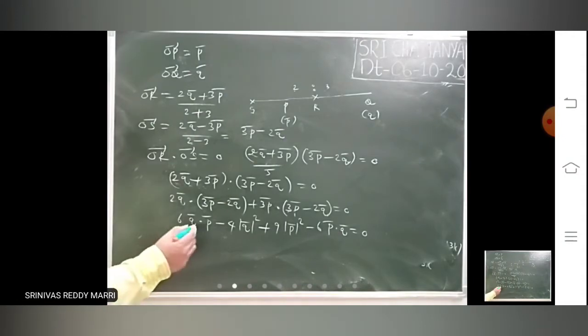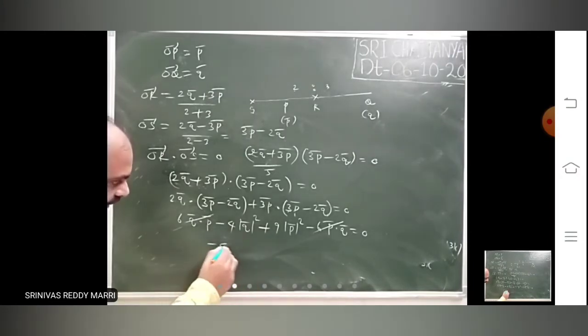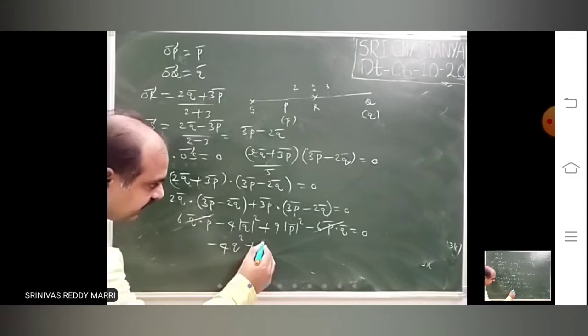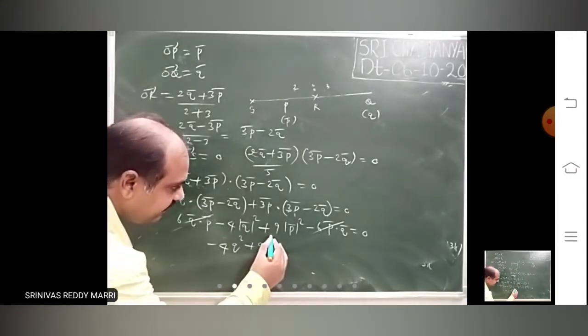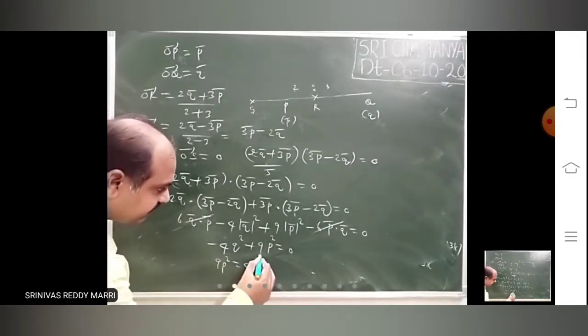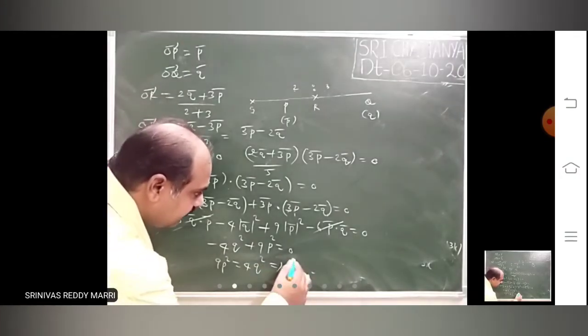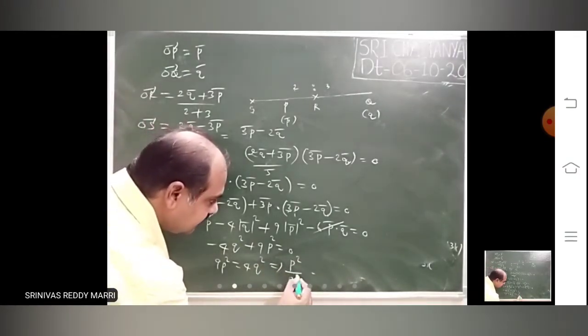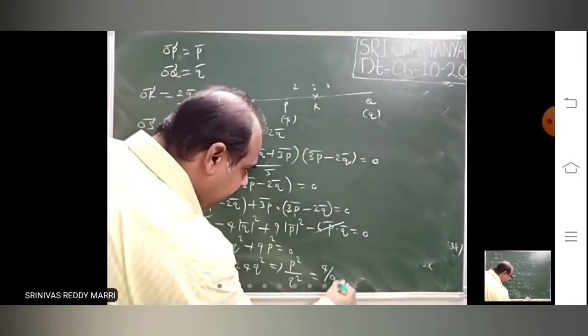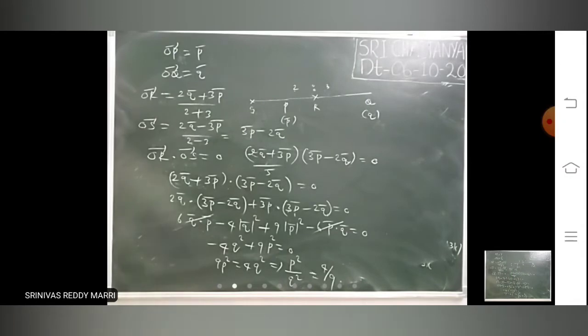Look at, P dot Q is same as Q dot P. This and this will get cancelled. So therefore minus 4 into, in the question this is given Q square, plus 9 into P square equal to 0. That means 9P square equal to 4Q square. That means you will get the answer, P square by Q square equal to 4 by 9. That is the answer. Like that, just dot product equal to 0, perpendicular.